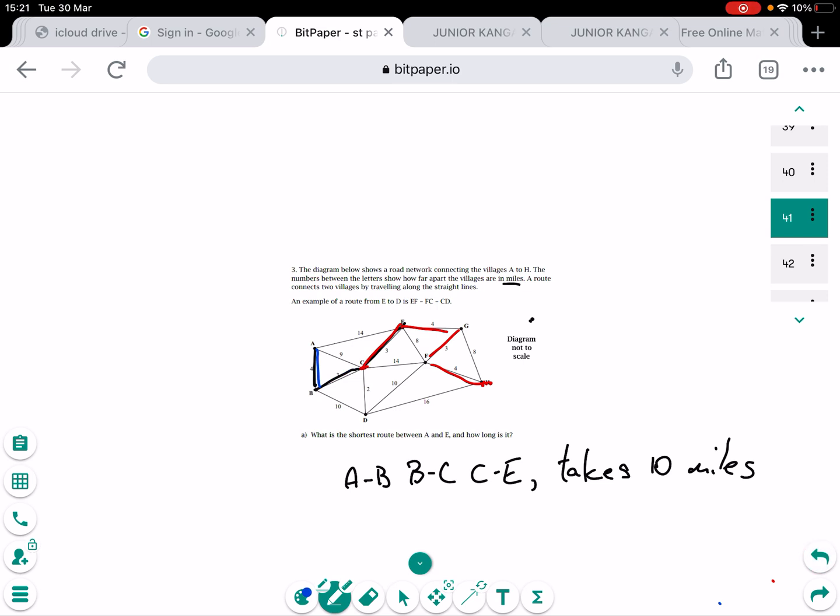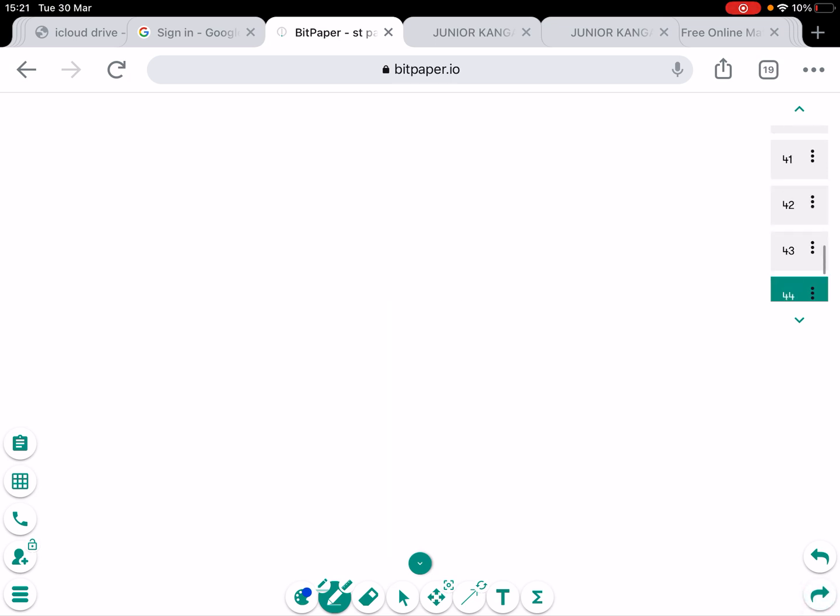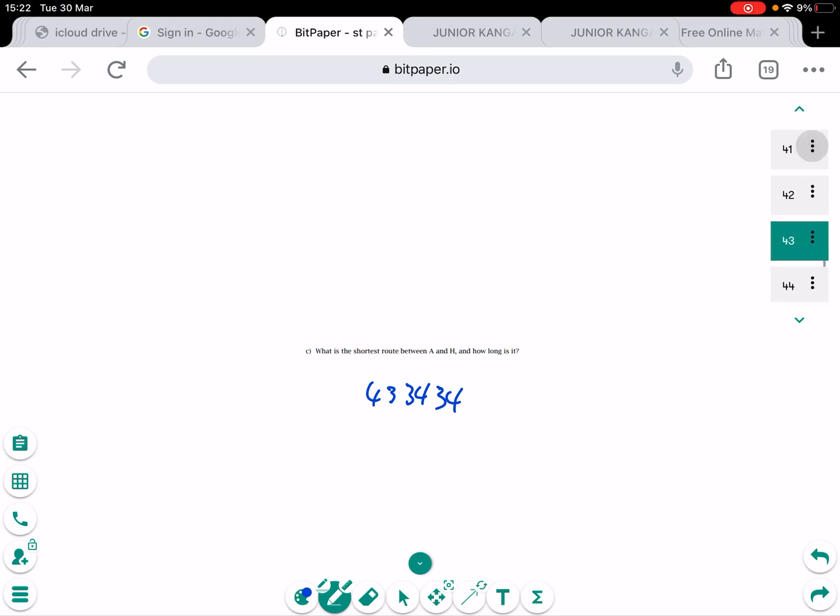Oh, that's a 3. Okay. So 4, 3, 3, 4, 3, 4. So wait, let me write that down real quick. 4, 3, 3, 4, 3, 4. So now that's our shortest route, and it's only asking how long it is.